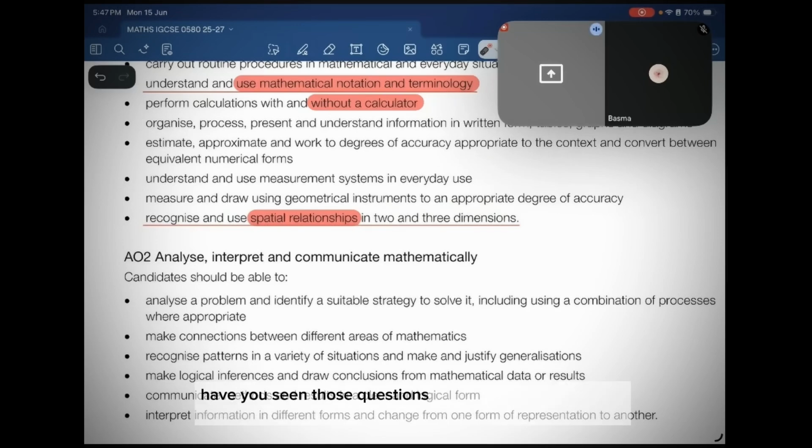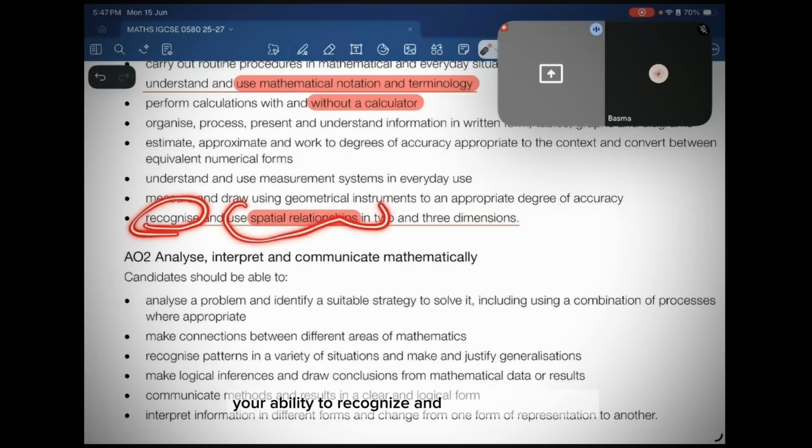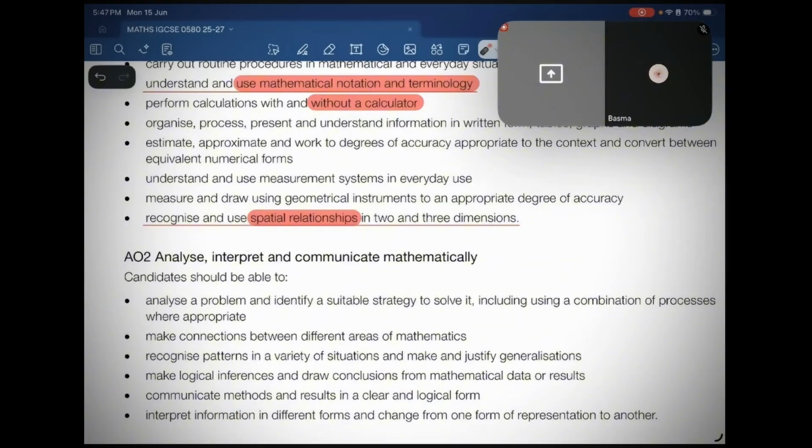I think you've seen those questions where they give you a 3D shape and then they cut it, give you a part of it, and ask you to calculate volume or stuff like that. That visualization is your ability to recognize and use spatial relationships. Is this clear? Yes, that is how it is.